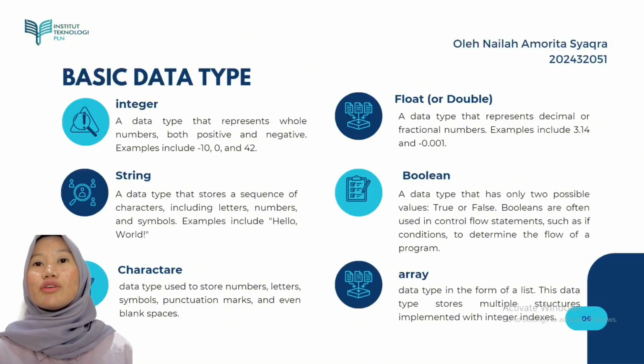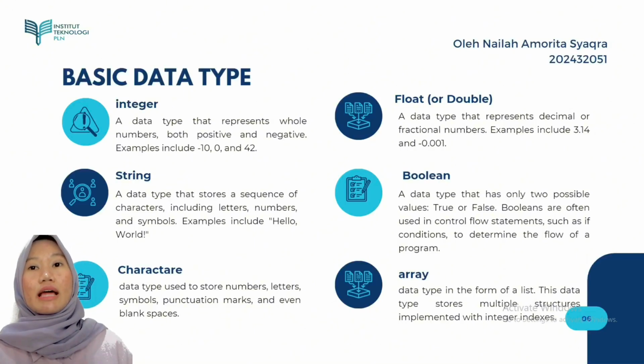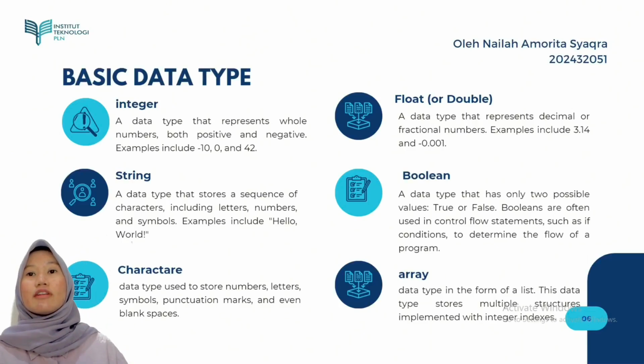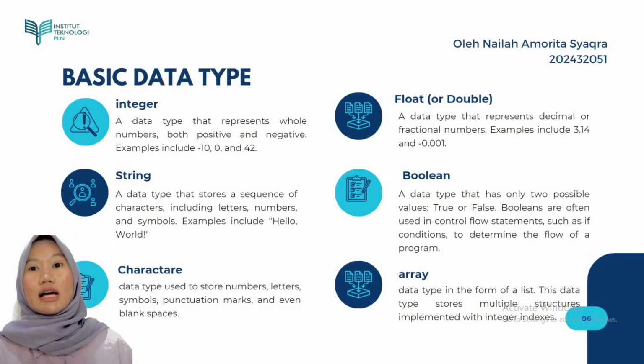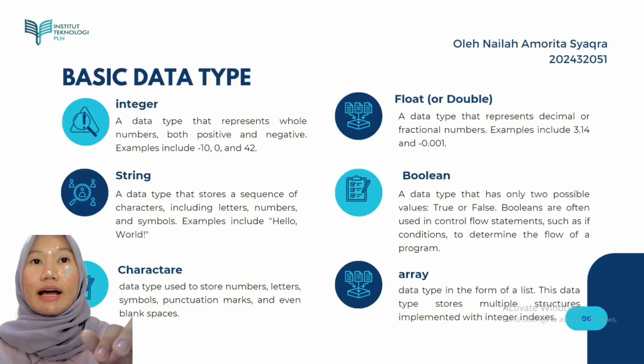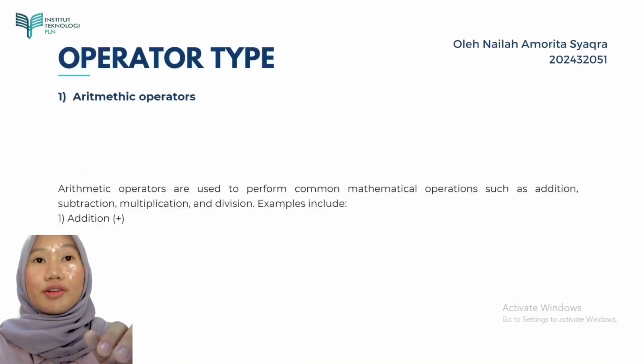Booleans are often used in control flow statements such as conditions to determine the flow of a program. And the last is array. Array is a data type in the form of a list. This data type stores multiple structures implemented with integer indexes. Okay, the next slide is operator type.